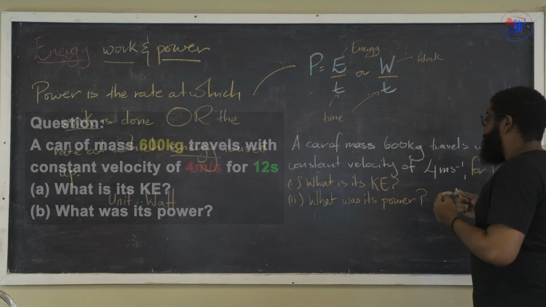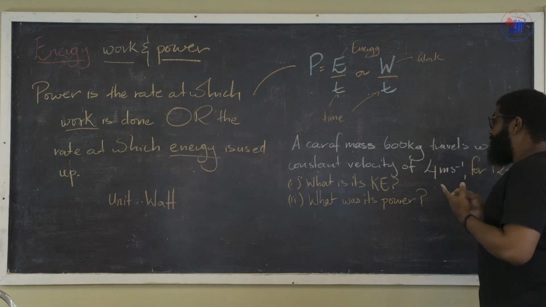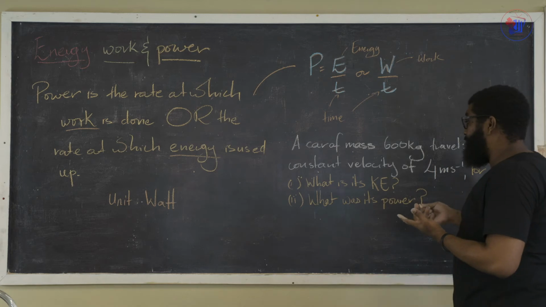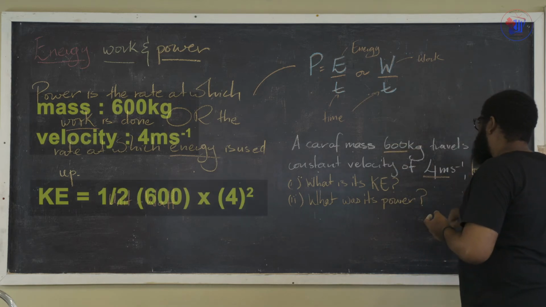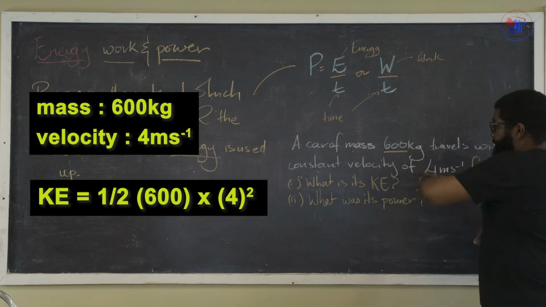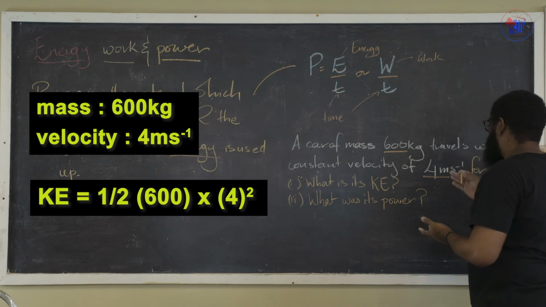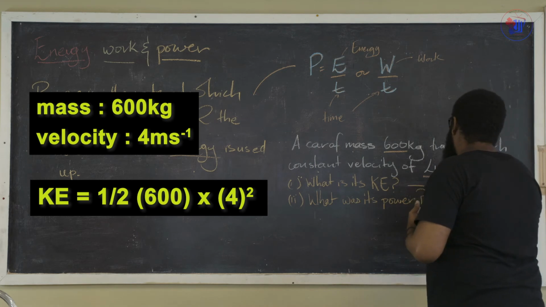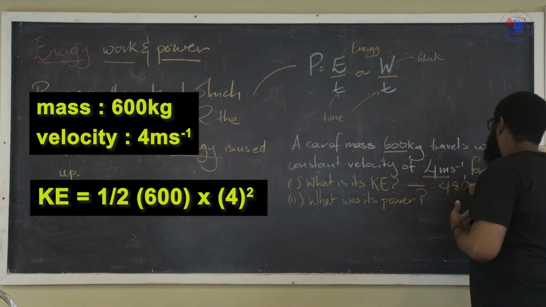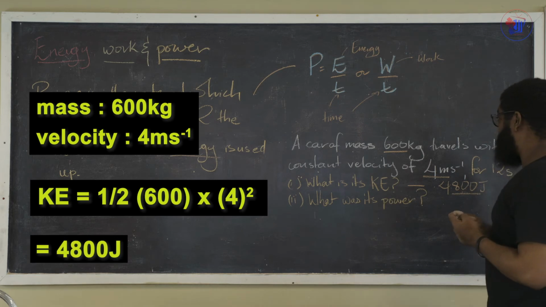So we found kinetic energy. I'll do it again just for the sake of explanation. K is half m v squared. Half of m, mass is 600, half of 600 is 300. v squared, 4 fours, 16. 300 by 16 gives us a total of 4,800 joules. Okay, this is the kinetic energy of the car.